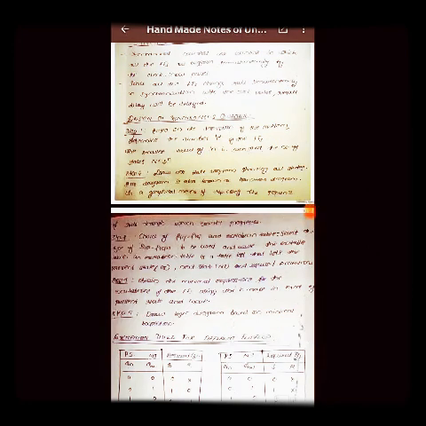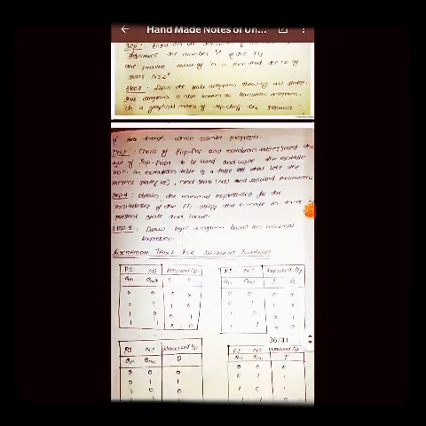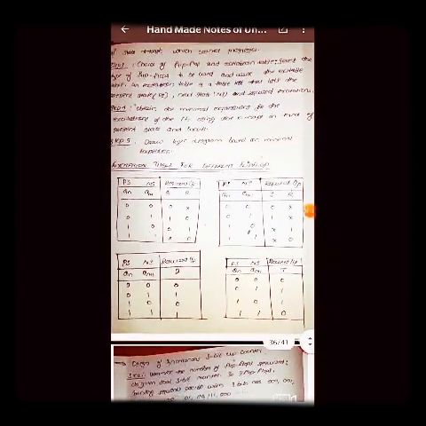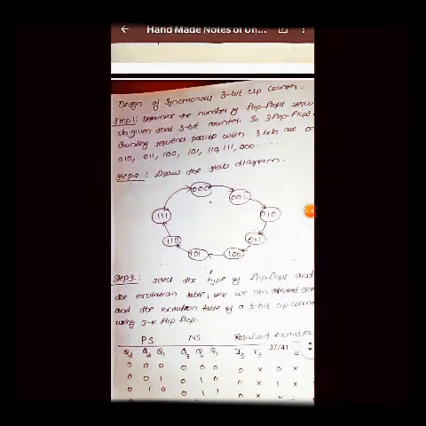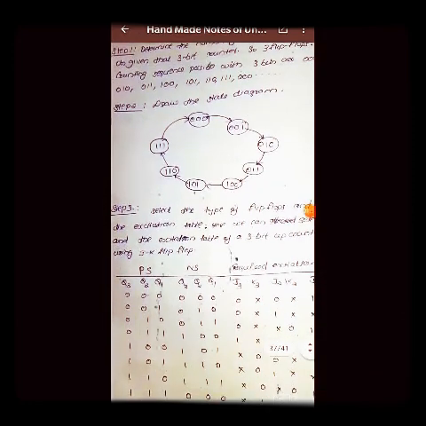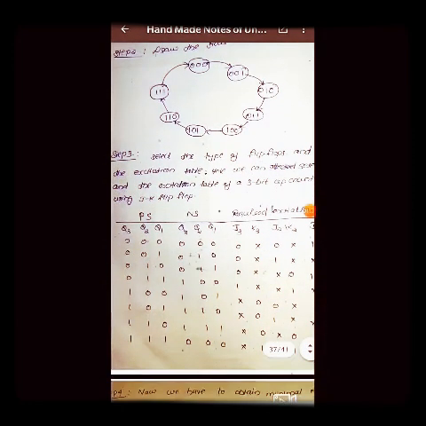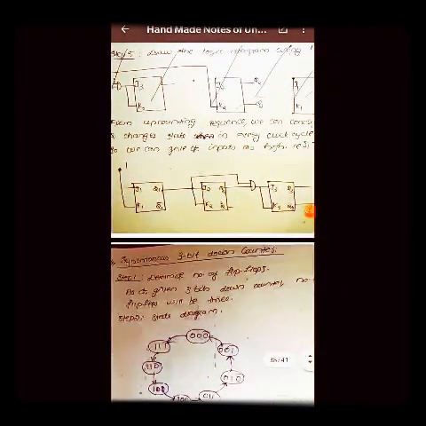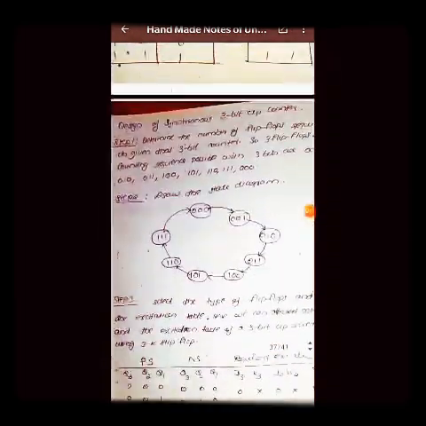I will start straight away from the question. It is simply that there is a counting given: 000, 001, 010 up to 111. They are three-digit counts. We have to make a combination of flip-flops that can count this counting. It means this is the answer to this question. So how can we get this answer?